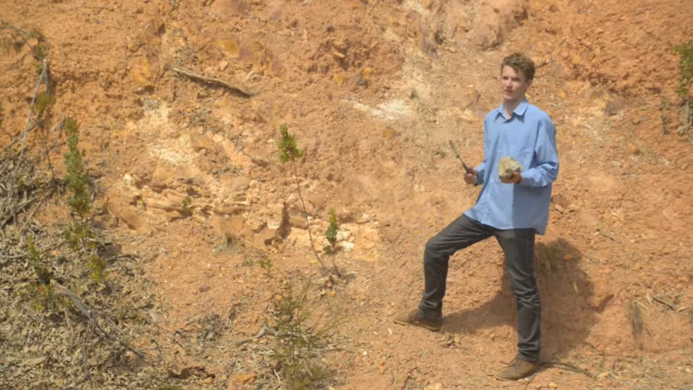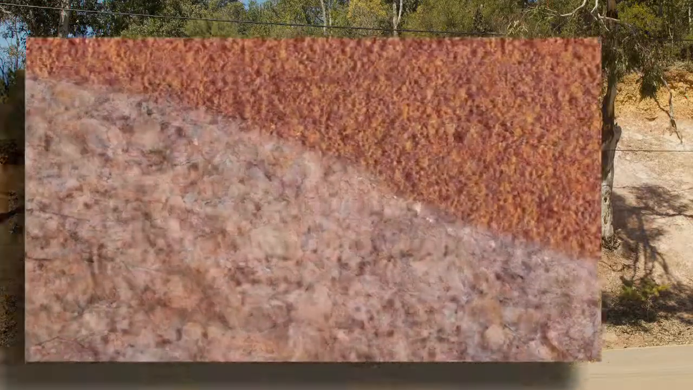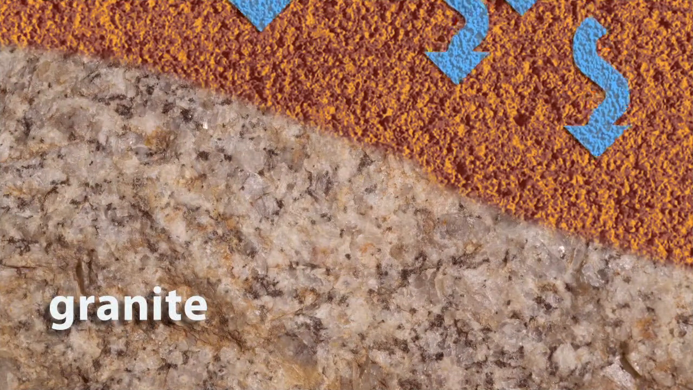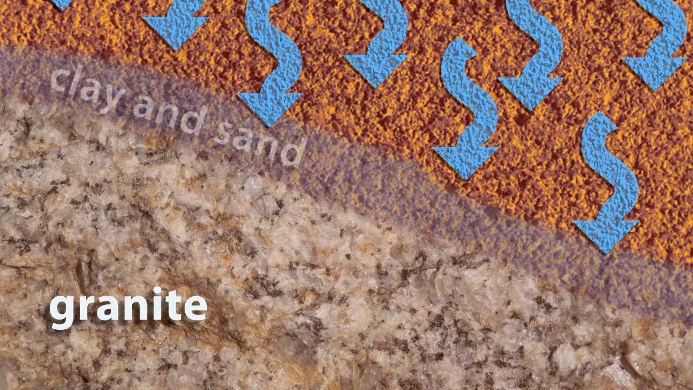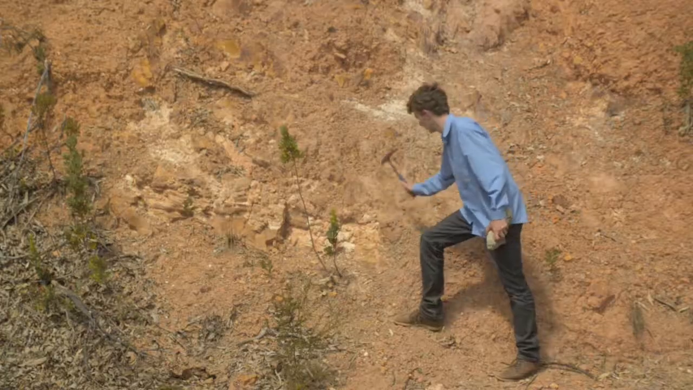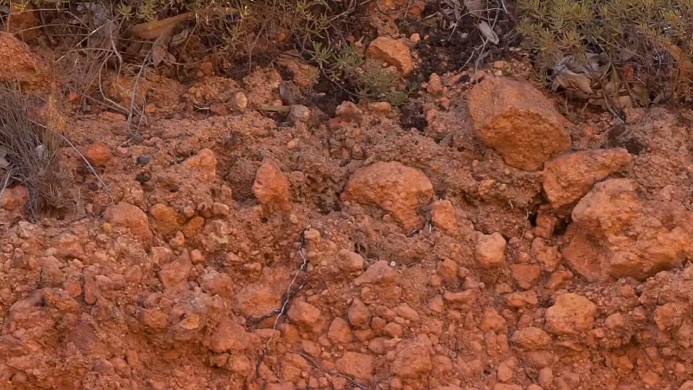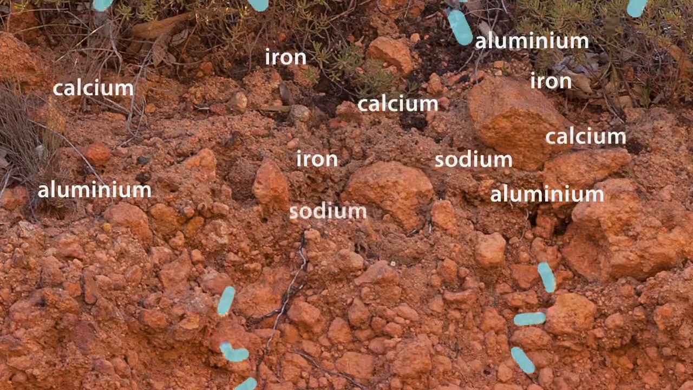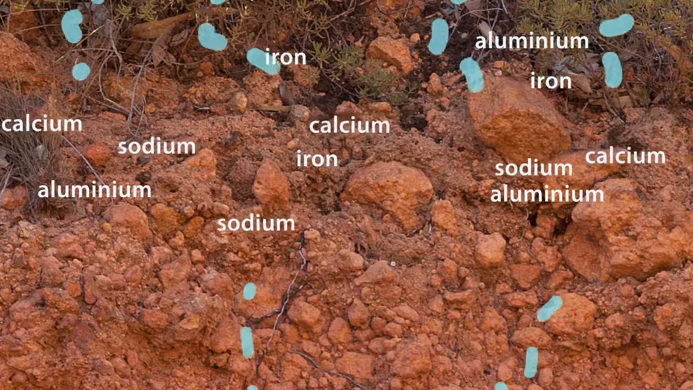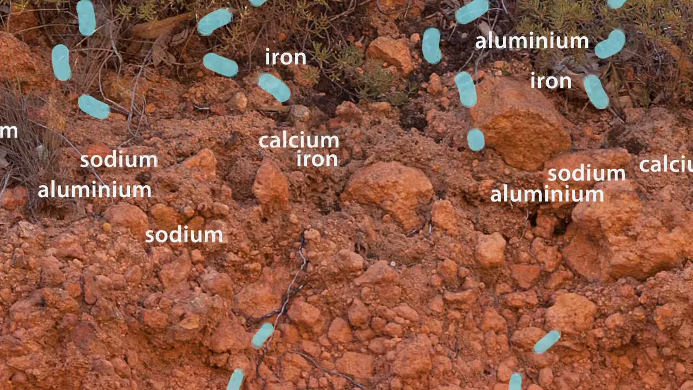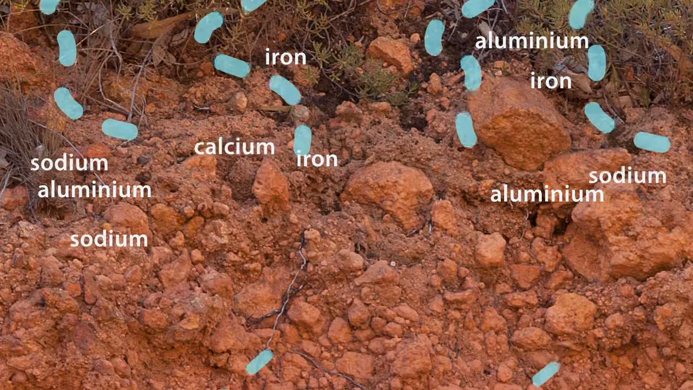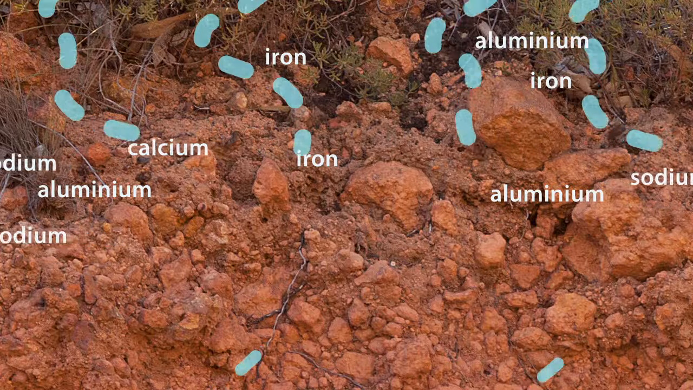Granite is extremely hard, but when it's in contact with water and oxygen for long enough, the minerals in it break down to form clay and sand. Close to the surface, water leaches out soluble minerals that often contain elements like calcium and sodium. These are washed away into rivers and streams.